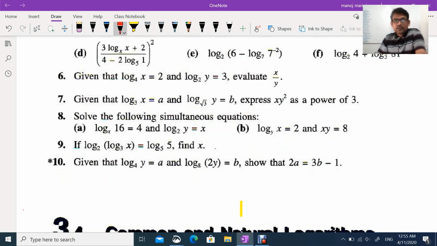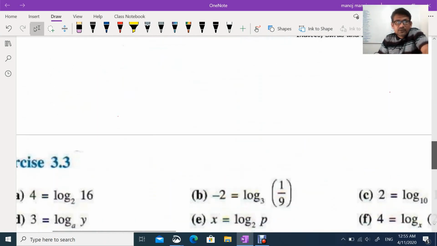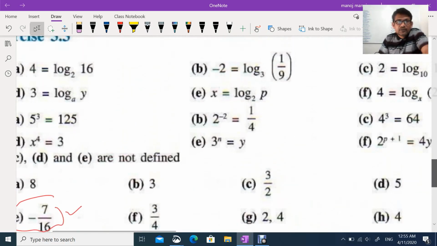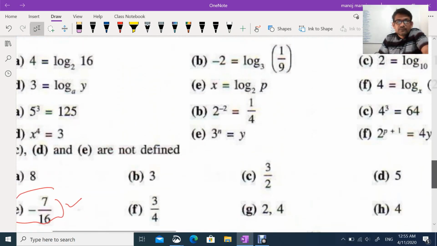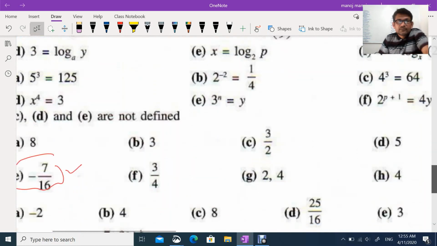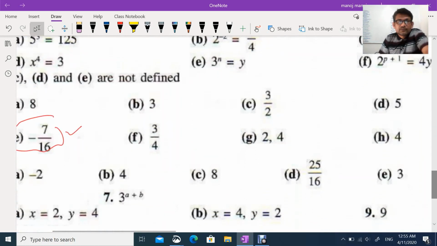If you want to see the answer of question number 7, you can check it out. Answer of question number 7 is here, and we have done it.